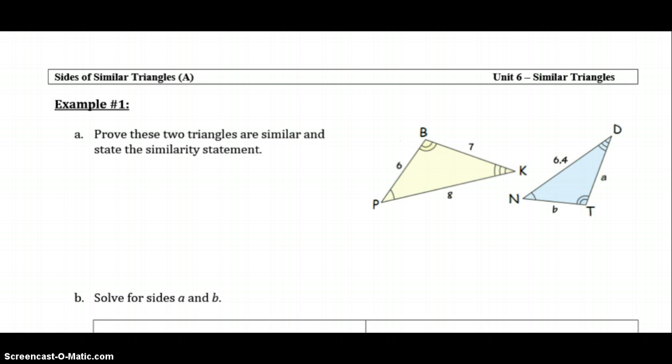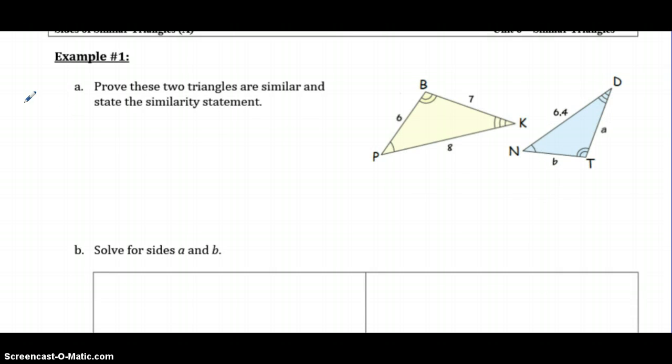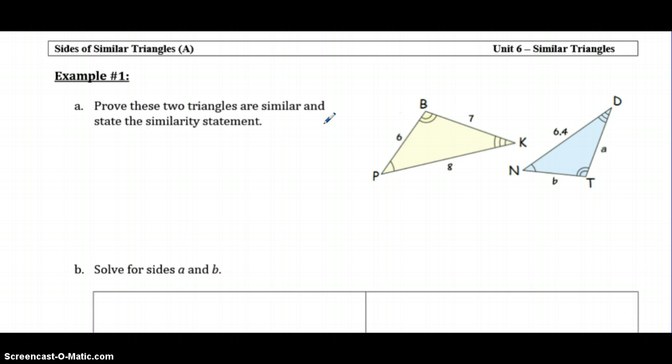All right, first example, let's get going. So first, with these two triangles, I want you to start by proving that they're similar and stating the similarity statement, and then we're going to move on to solve for the missing sides.